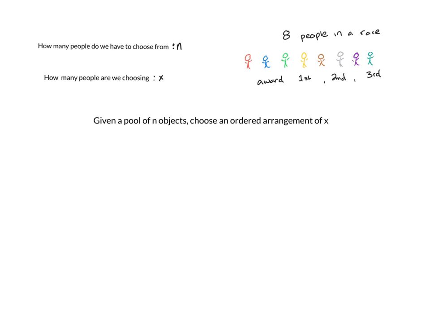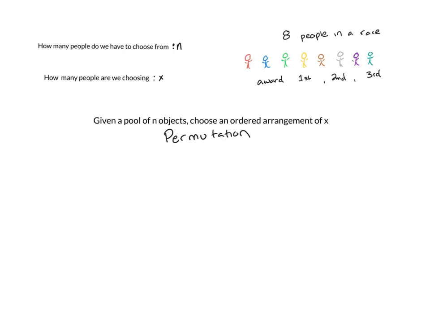Now, in general, anytime we do this process, that is, start with a pool of n objects, or n people in this case, and choose an ordered arrangement of x of them, such as starting with 8 people and choosing 3 of them to give awards to, this is what's called a permutation. And permutations in general have super nice notation to them.